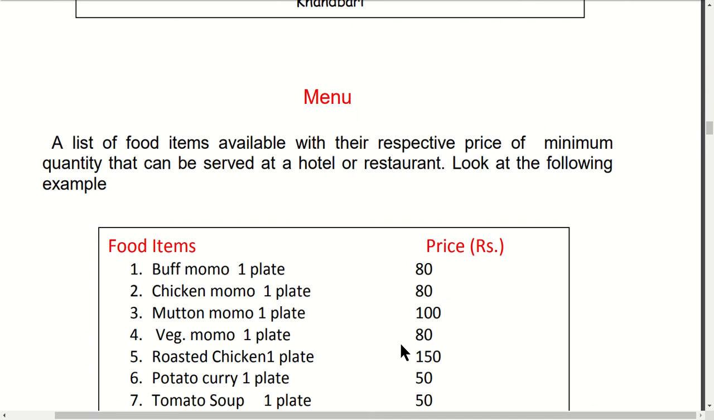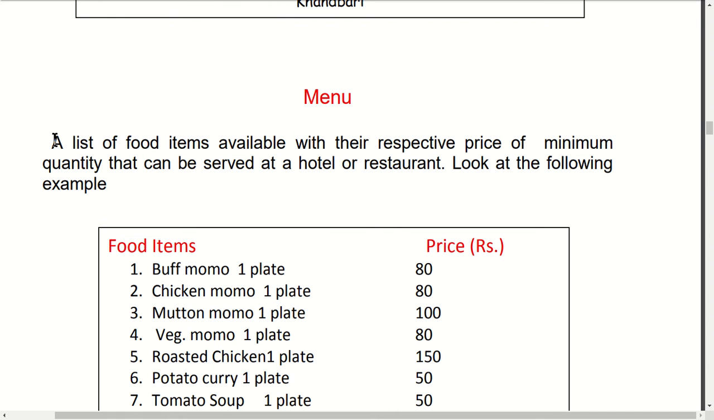How to write a menu here? Sometimes you are asked to design a menu too. In a hotel, a menu is kept. When you go to have some tea or some other snacks in a hotel or a restaurant, you will have a menu there. First of all, you study the menu, then order something you like to have there.